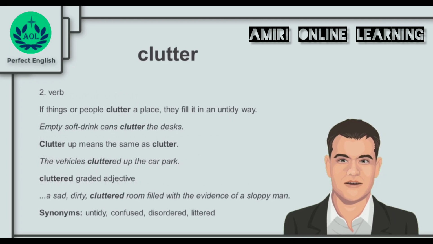And clutter can also be used as a verb. If things or people clutter a place, they fill it in an untidy way. For example, empty soft drink cans clutter the desks. We can use clutter up with the same meaning of clutter. For example, the vehicles cluttered up the car park. We can use cluttered as an adjective. For example, a sad, dirty, cluttered room filled with the evidence of a sloppy man. And synonyms for cluttered are the words untidy, confused, disordered, and littered.